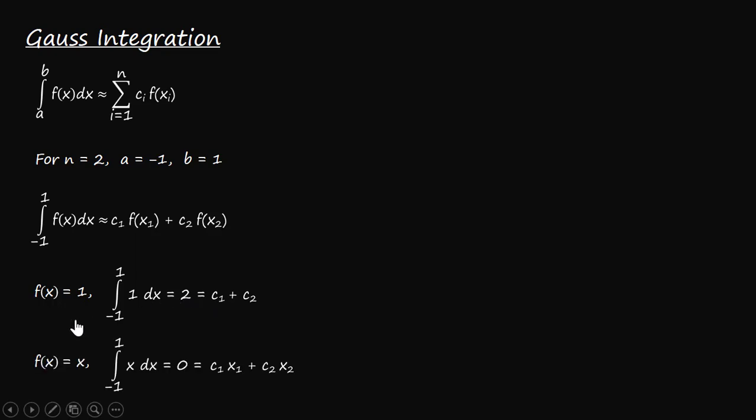For f of x equals x, the integration of x from -1 to 1 with respect to x is equal to 0, and on the right hand side we'll write c1 f of x1, which is x1, plus c2 multiplied with f of x2, which is x2. Similarly, for f of x equals x square, the integration of x square from -1 to 1 with respect to x is equal to 2 upon 3. On the right hand side, we'll write c1 x1 square plus c2 x2 square.